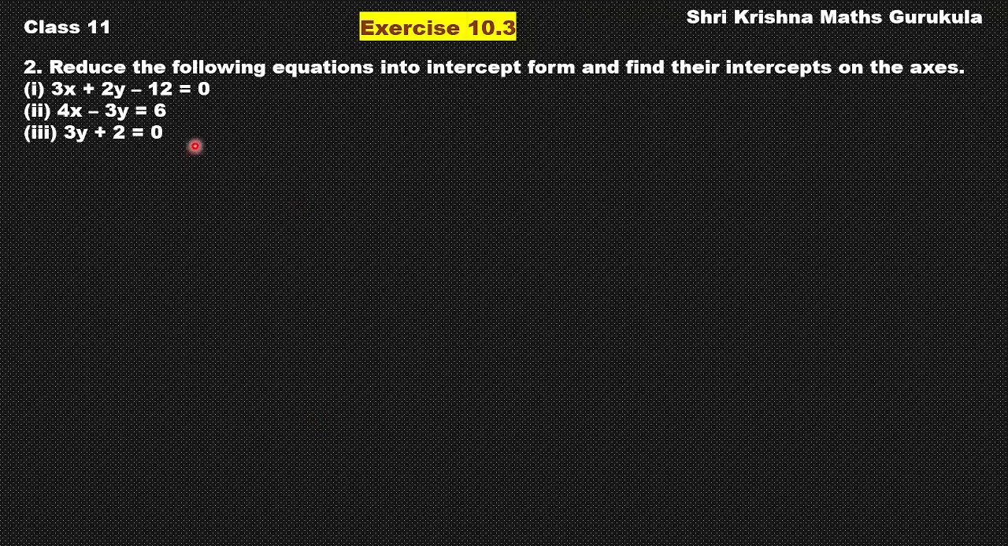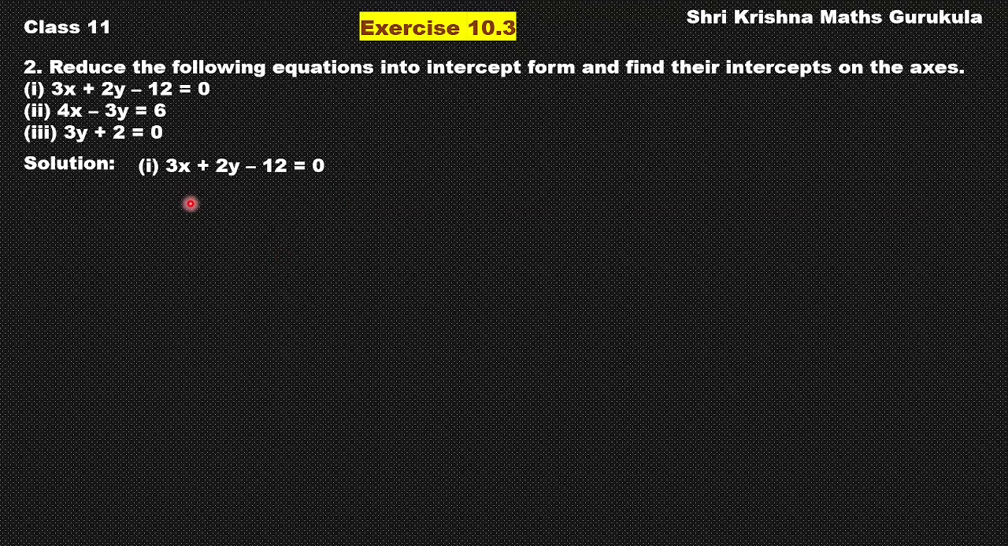Now let us check question number 2. Reduce the following equations into intercept form. We have been given 3 equations which we have to reduce to intercept form. Then we have to write the x and y intercepts. Is this clear? Okay. We have been given equations in the form of ax plus by plus c equal to 0.